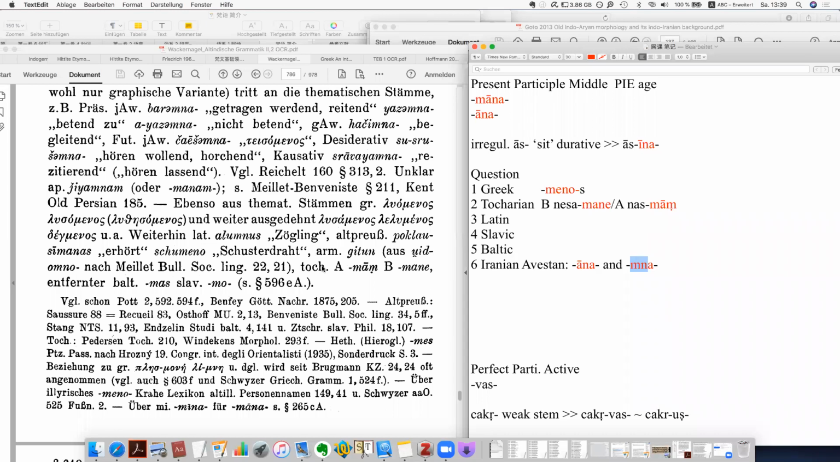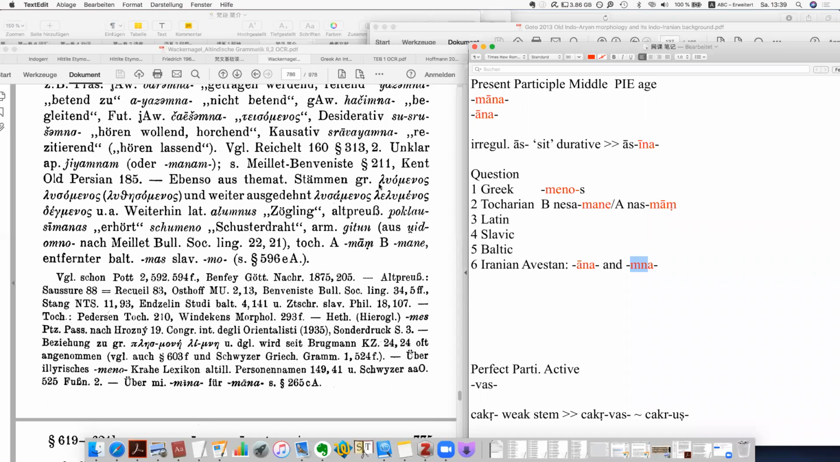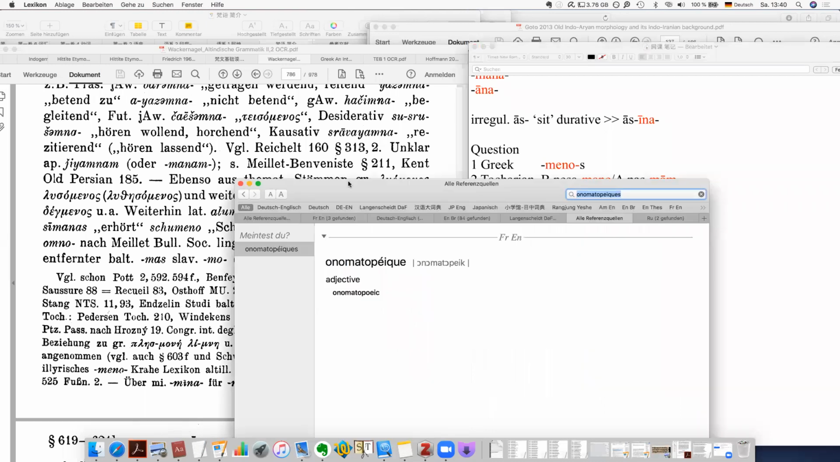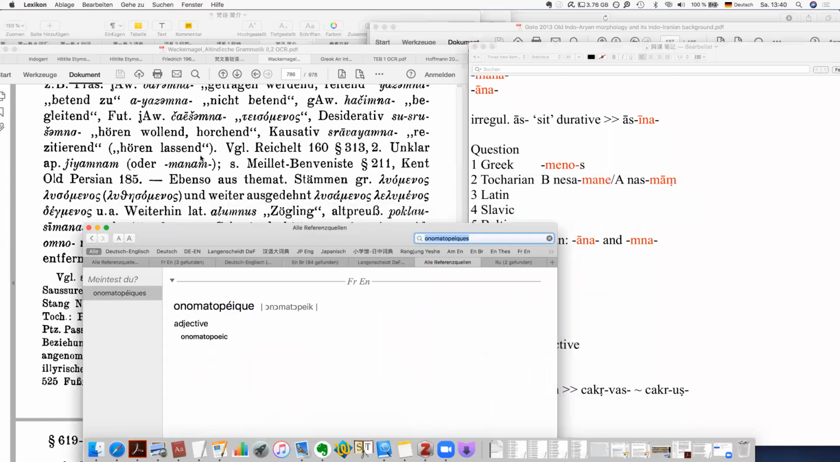And then let's move on. So this is a Greek example called lyomenos, and so on. And also take a look. We have in Latin a form called alumnus. Yeah. So alumnus means one who was brought up, one who was nourished. I can check the meaning for you.